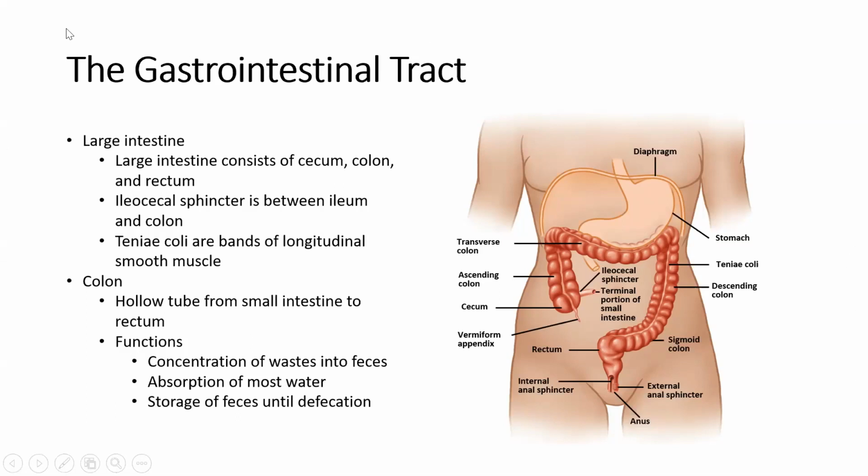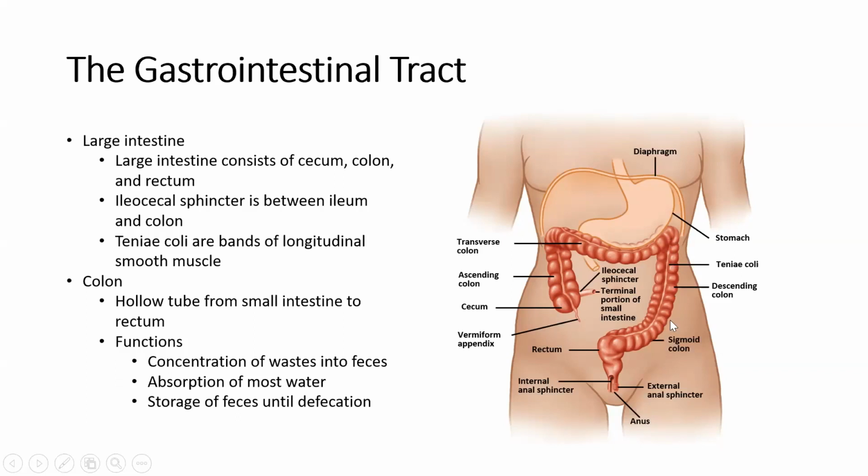So we left off here at this slide looking at the large intestines. And we know the parts of the large intestine. We've got the cecum, which is the first part of the ascending colon. This is where we find the appendix. We've got the colon, which is the remainder of that structure, which is divided into the ascending colon, the transverse colon, and then the descending colon.